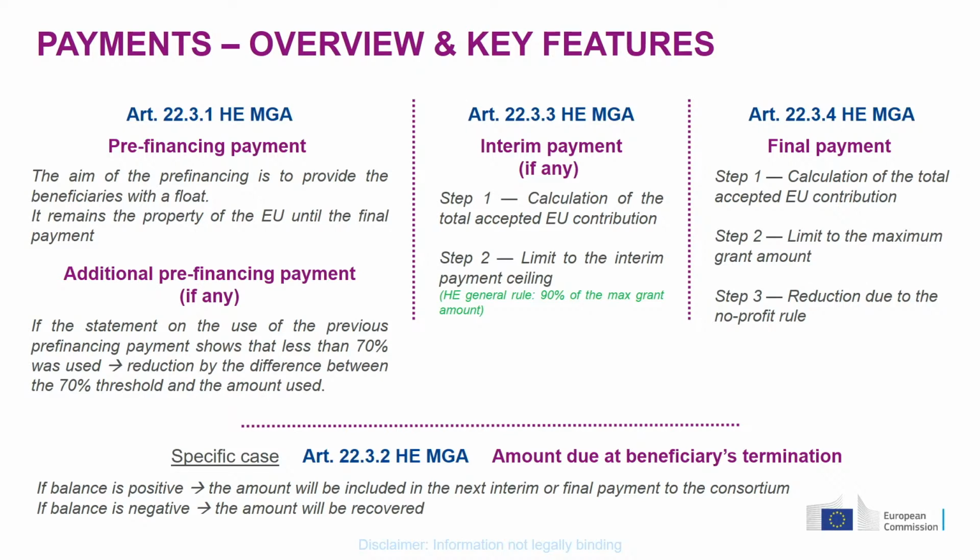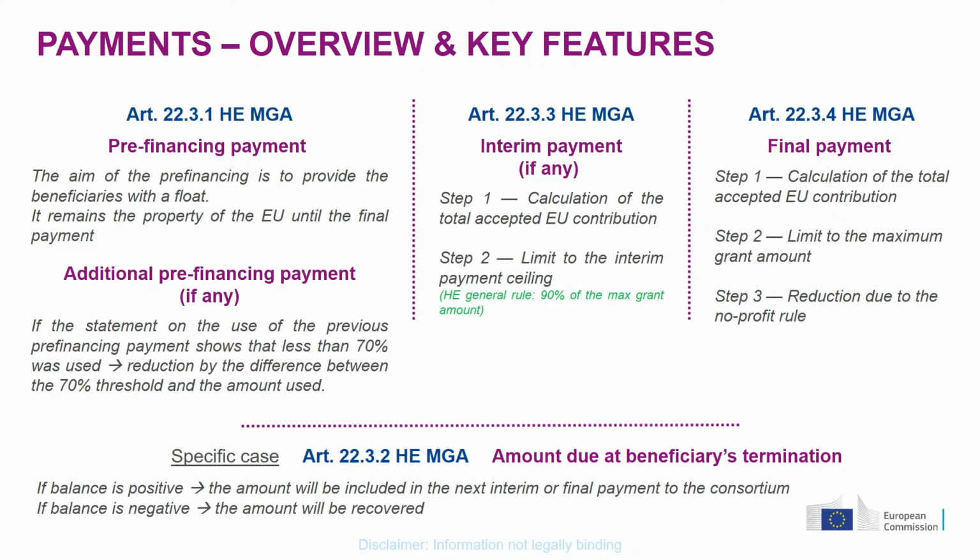Also, it might happen in the course of your action implementation, this is a specific case mentioned at the bottom of this slide: we may have to calculate an amount due at beneficiary's participation termination. If during the action implementation the beneficiary's participation has to be terminated, you will ask an amendment for that, and then we will ask you to provide us with what you have paid to this beneficiary. Also, the beneficiary will have to provide us with its financial statement, so the cost he has incurred before he is due to leave the action implementation, and we will calculate also a balance.